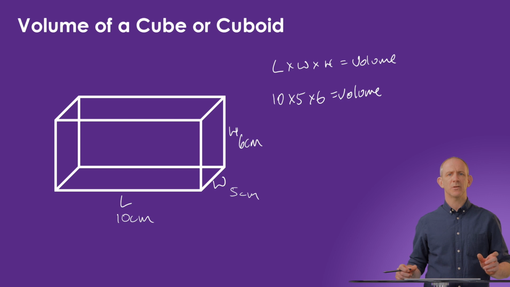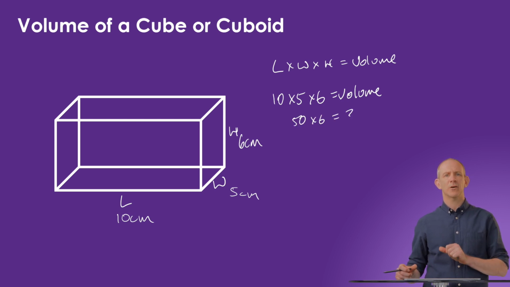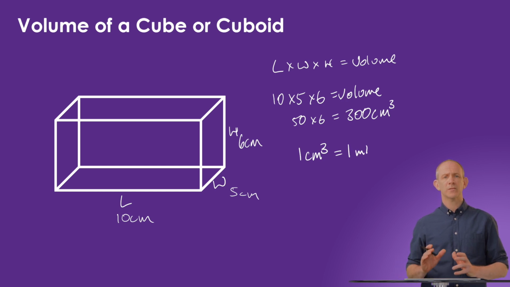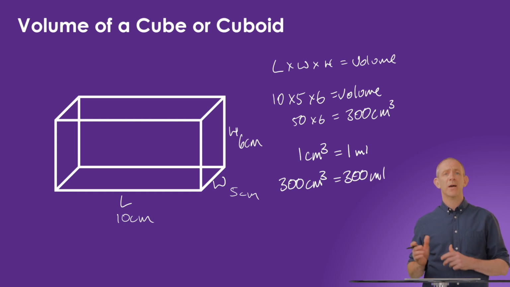As we're dealing with centimeters and calculating volume, we'll state that the volume is 300 centimeters cubed. They may ask you to calculate this in liters, so it's a good idea to remember that to convert from centimeters cubed to milliliters is a straight conversion. It's 1 centimeter cubed equals 1 milliliter. So 300 centimeters cubed equals 300 milliliters. And so that's going to be the answer if they're asking for capacity measurements rather than linear ones.